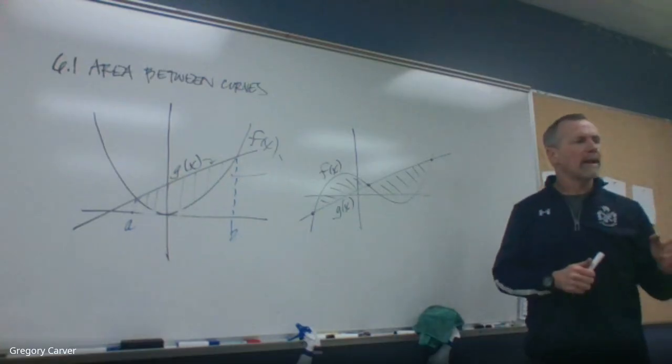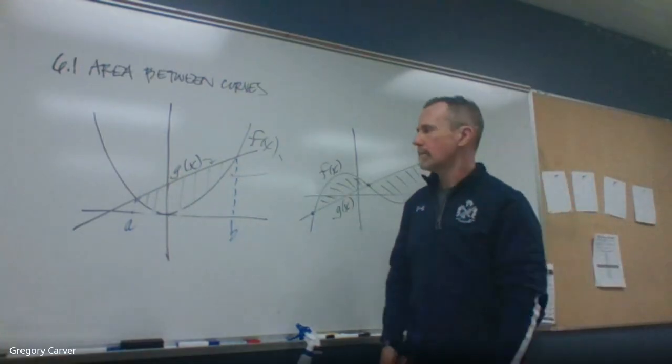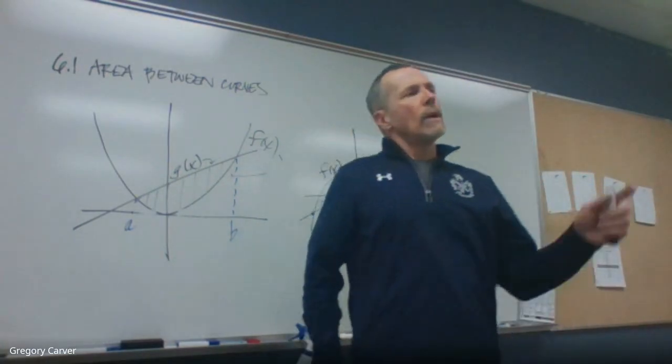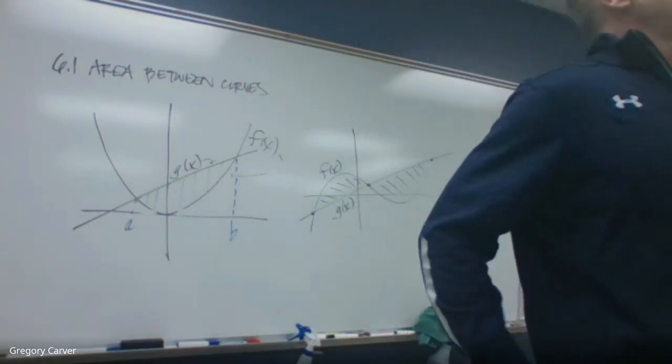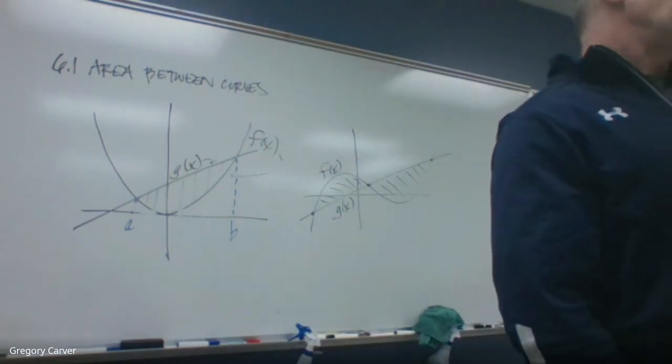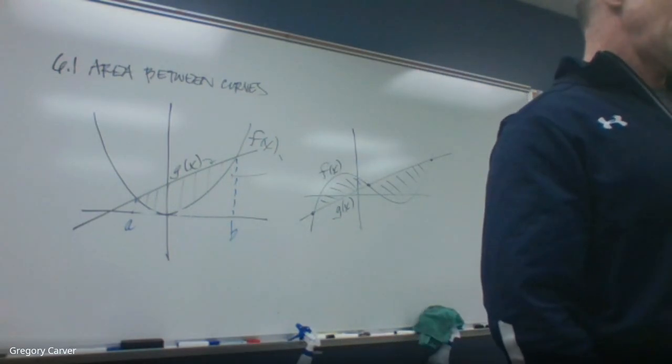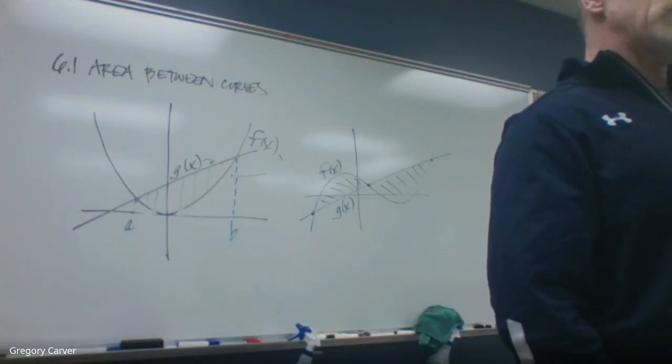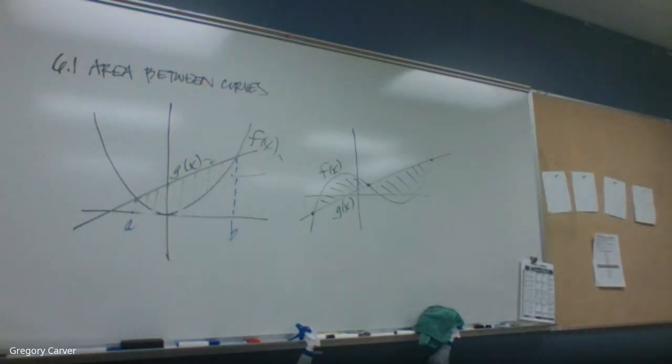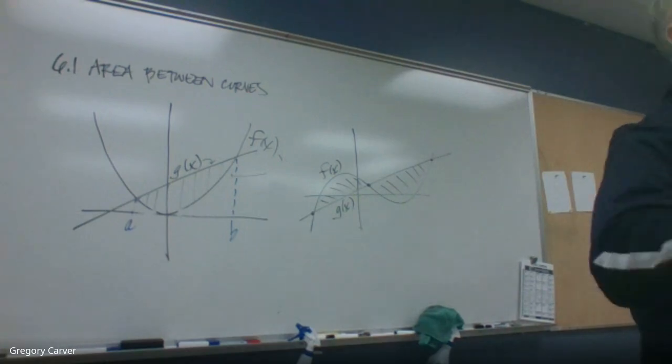By the way, one thing I failed to mention before is you will get positive area as long as you are doing upper curve minus lower curve. Has to be upper minus lower. It doesn't matter where they are. They can both be below the x-axis. Upper curve minus lower curve every single time.